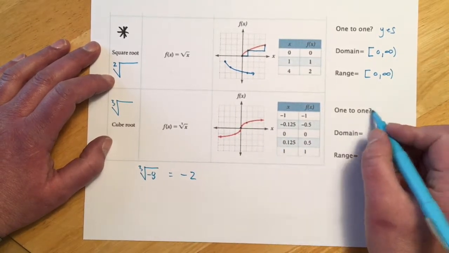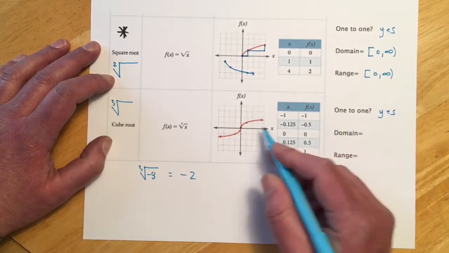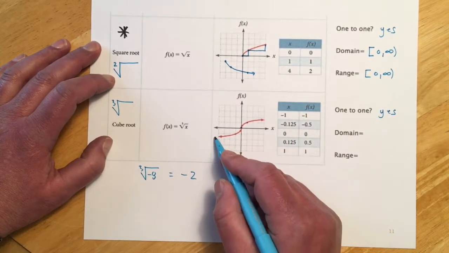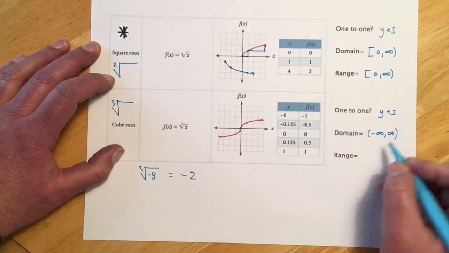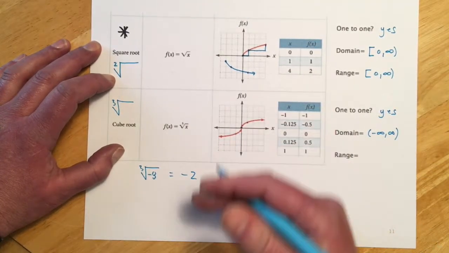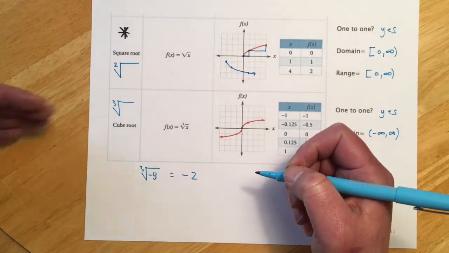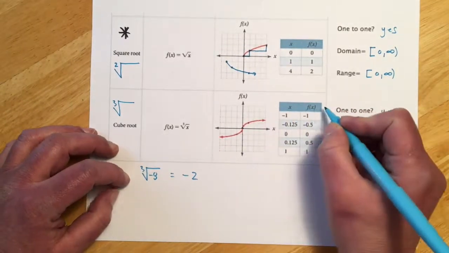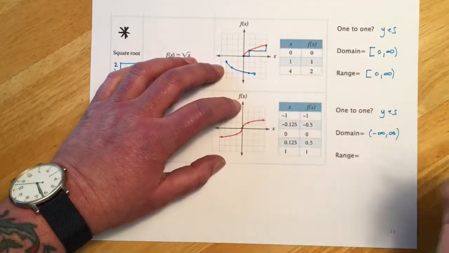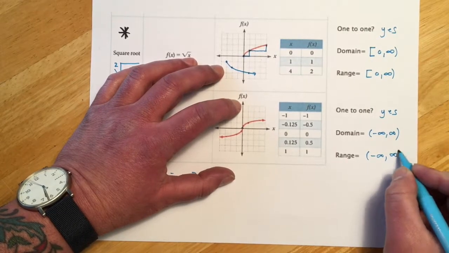Let's see, is it 1-to-1? That is a yes, because it will pass a horizontal line test. The domain on that, now this time I can put anything in I want, so that's going to be negative infinity to infinity. And then the range is going to be low to high. So it does go forever down. It does it slowly, but it is going to keep going further and further down. And it goes forever up, slowly again, but it does it. So our range is going to be from negative infinity to infinity.